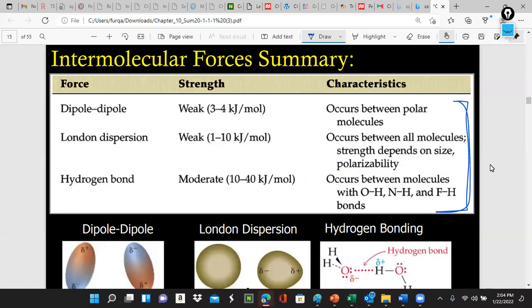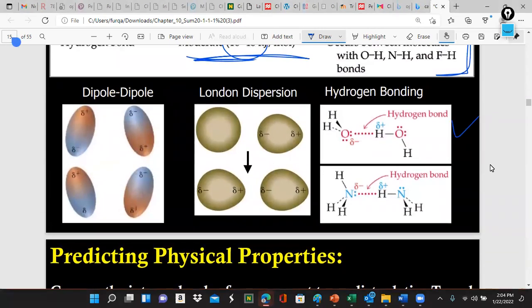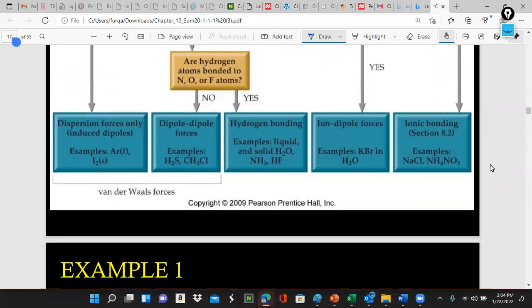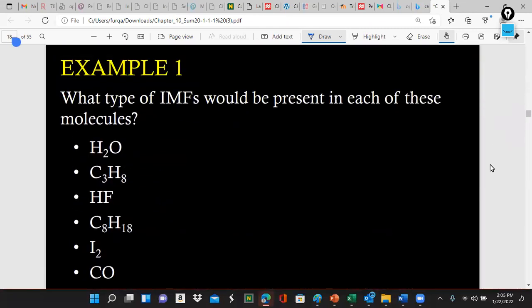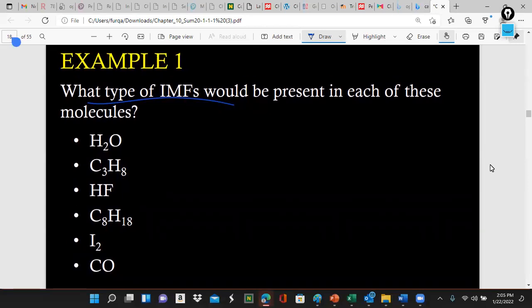And we have discussed that dipole-dipole interaction is weaker. A form of dipole-dipole is the hydrogen bond, which is the strongest intermolecular force, and then the dispersion force that we are talking about. These are the examples that you can go through, but the most important thing is to predict what type of IMFs would be present in the molecule. We know that London dispersion is present everywhere. So what I'm trying to ask you in this question is which is going to be the dominant IMF.